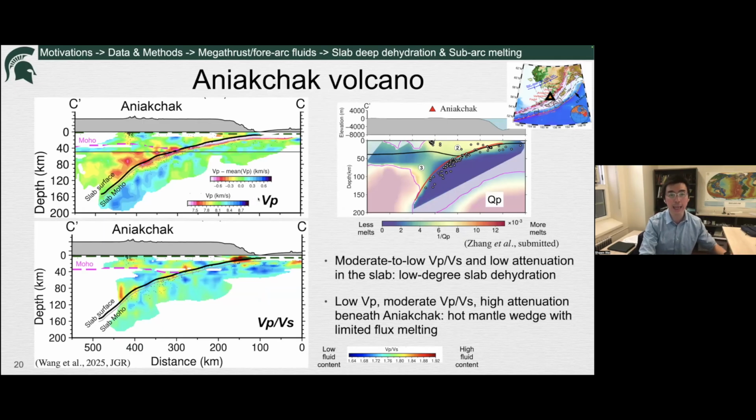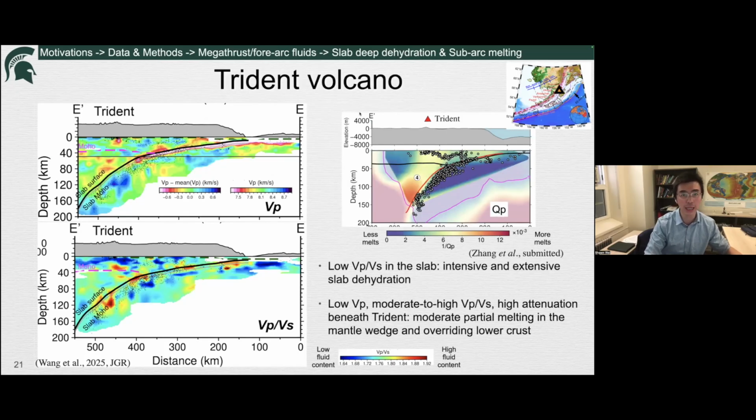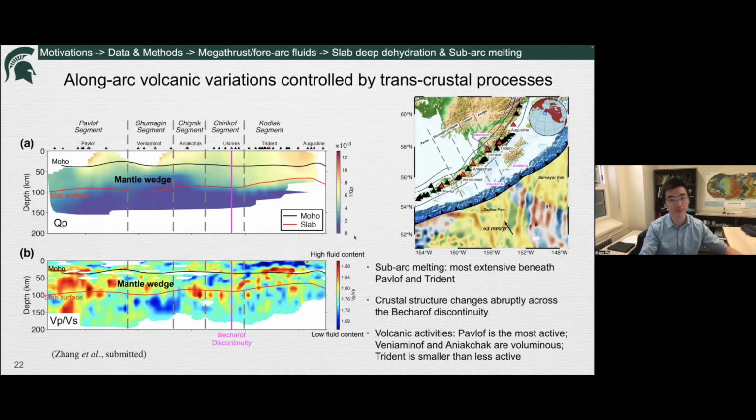But if we look at Aniakchak, also a huge volcano, we don't see much melt, as you see from the attenuation and also the Vp/Vs ratio. We don't see much melt in the mantle wedge, although the temperature is high. But if we look at Trident volcano, which is smaller, again we see a lot of melt in the mantle wedge. So this is the along-strike cross section along all the volcanoes, as you see over here, from southwest to northeast.